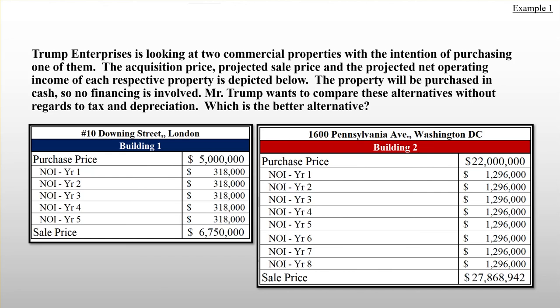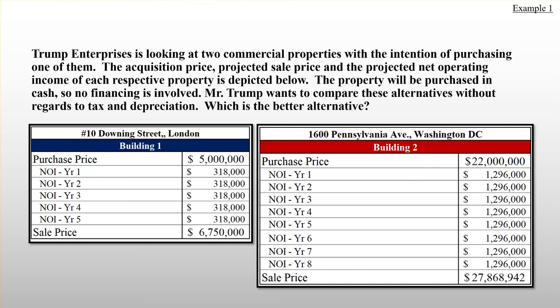Trump Enterprises is looking at 2 commercial properties with the intention of purchasing one of them. The acquisition price, projected sale price, and the projected net operating income of each respective property is depicted below. The property will be purchased in cash, so no financing is involved. Mr. Trump wants to compare these alternatives without regards to tax and depreciation. Which is the better alternative?